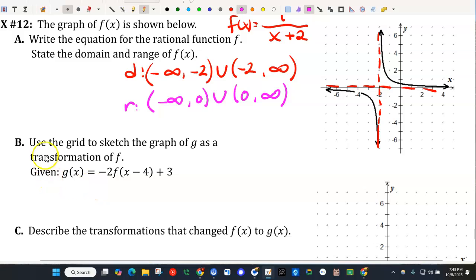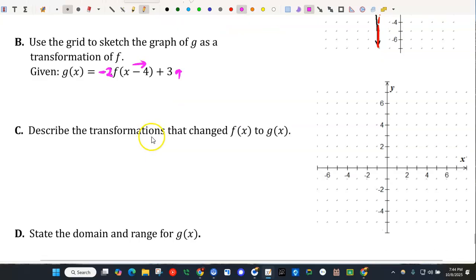It says here, use the grid to sketch the graph of G as the transformation of F. So we're going to take a new function, and looks like we're going to move it to the right, we're going to move it up, and then we're also going to stretch it, and we're going to reflect it. So we've got 4 things going on. We're going to stretch it by a factor of 2, and we're going to reflect it over the x-axis. There's a lot going on here, so you've got to be very careful.